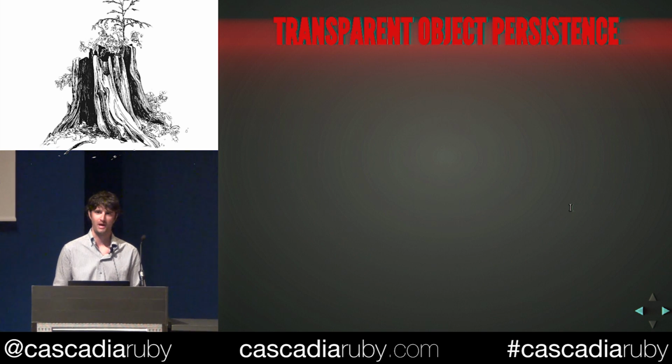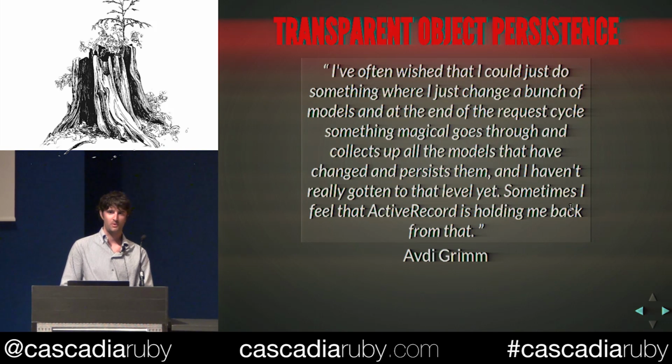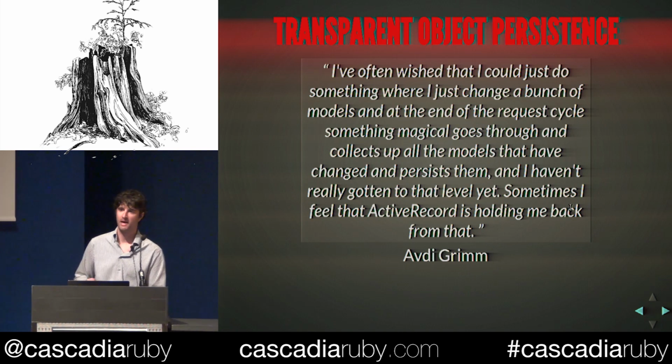So last night, I was driving up from Portland, and there was a ton of traffic, so I was listening to some podcasts. The Ruby Rogues podcast, done late June, early July, on domain-driven design with David Larrabee. About halfway through, Avdi Grimm, one of the rogues, says this quote, and I'll read it for you. It's a little long. I've often wished that I could just do something where I just change a bunch of models, and at the end of the request cycle, something magical goes through and collects up all the models that I have changed and persists them. And I haven't really gotten to that level yet. Sometimes I feel that Active Record is holding me back.